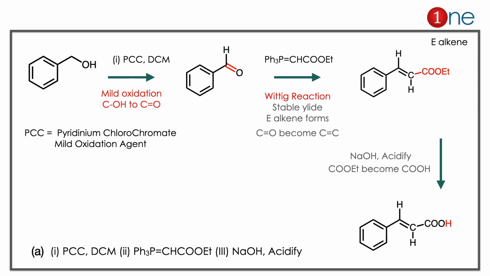First step, you are having alcohol. The reagent is PCC. PCC is pyridinium chlorochromate. It's a mild oxidizing agent. It converts alcohol into a carbonyl group. Here it's a terminal alcohol, hence it's an aldehyde. Then you are reacting with ylide. The ylide is a very stable one. So what really happens is E-alkene forms.